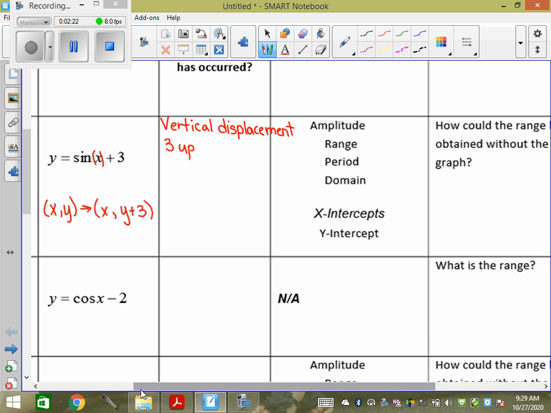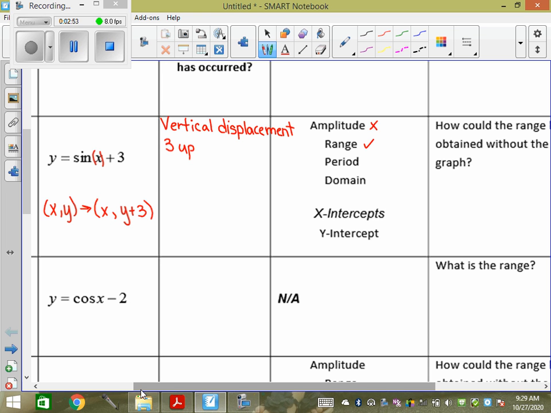Okay, so I'm only affecting the y's, am I not? So would that affect my amplitude? My amplitude is my vertical stretch, right? It's how tall it would be. Would it actually affect how tall it is? No. Would it move it up or down, the whole graph? Yes. But would it actually affect that amplitude? No. The only thing that affects the amplitude is the vertical stretch. So that's not affected. I'm going to put an X beside it. Is the range affected? Am I moving it up or down? Yeah, so my range is going to be affected.